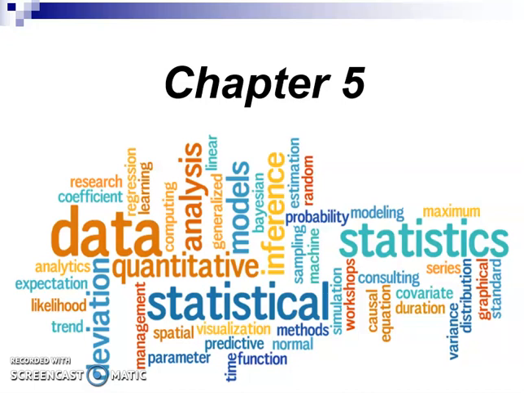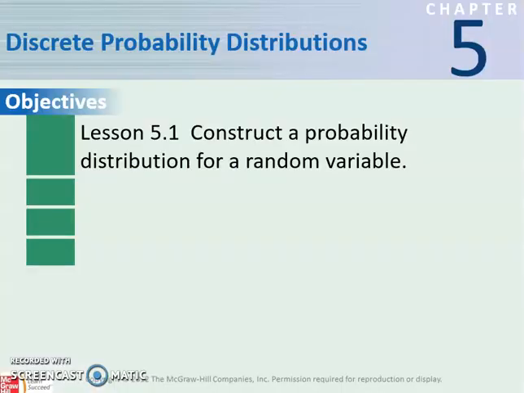Today's lesson is from Chapter 5, Section 5.1. What we're going to be looking at are discrete probability distributions. And our objective is to construct a probability distribution for a random variable.